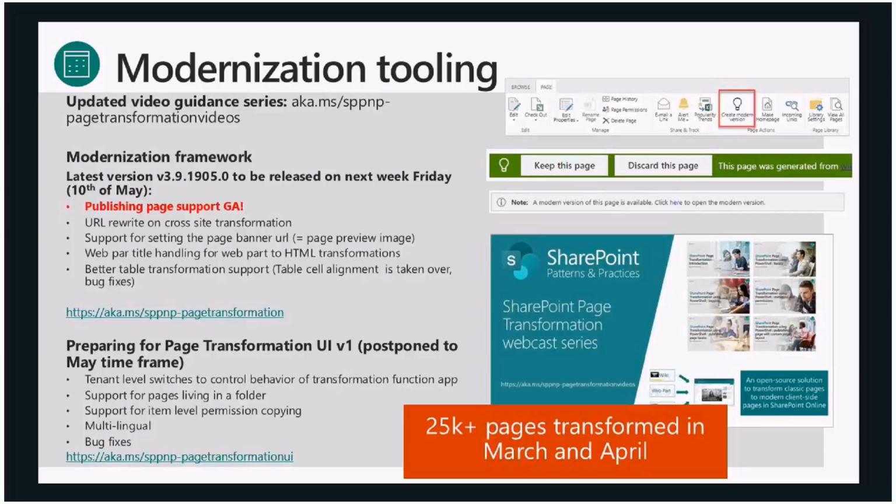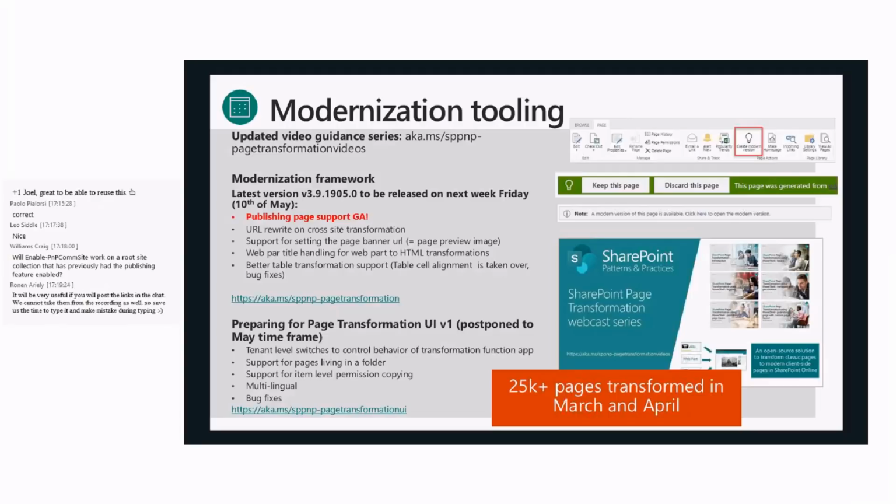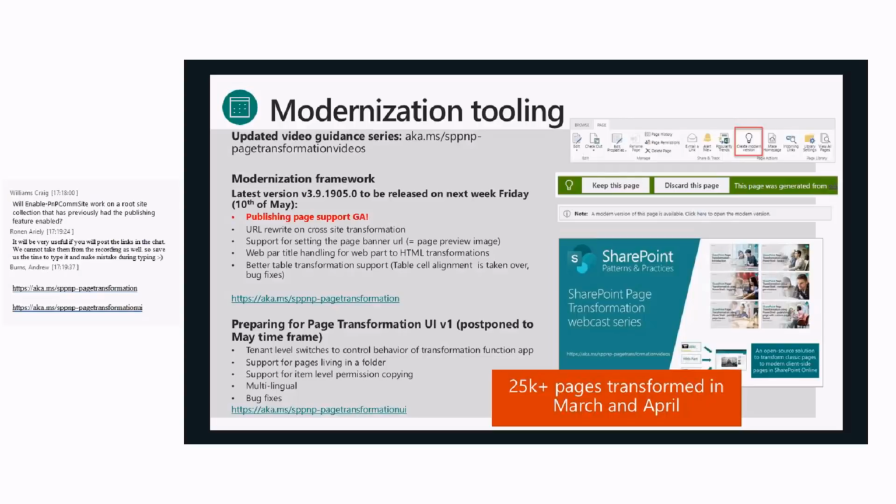There's better support for page banner images, so if you modernize a page and want to post it as news, the news preview image is taken from the page, and now you can configure that, which is handy for your publishing pages. Some improvements in web parts, like web part title handling, and better table support as well. So table cell alignment, some bug fixes there.